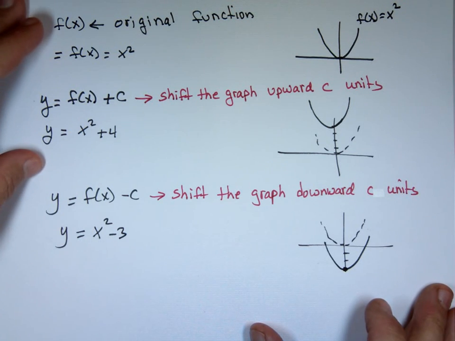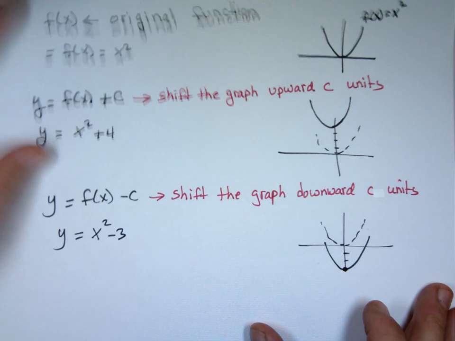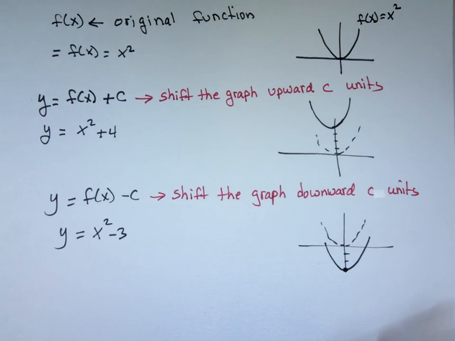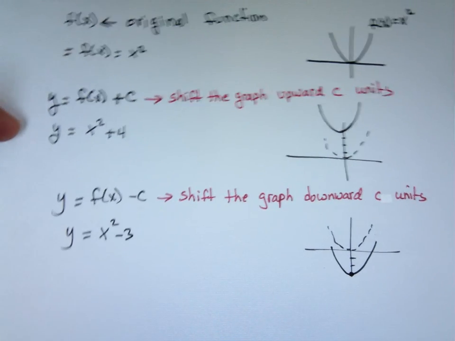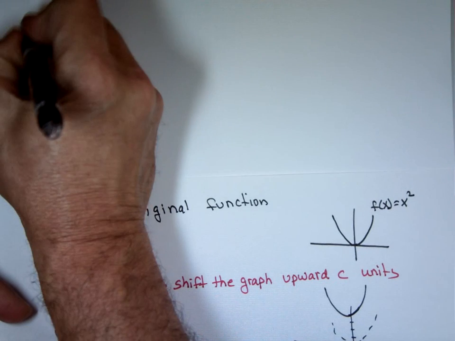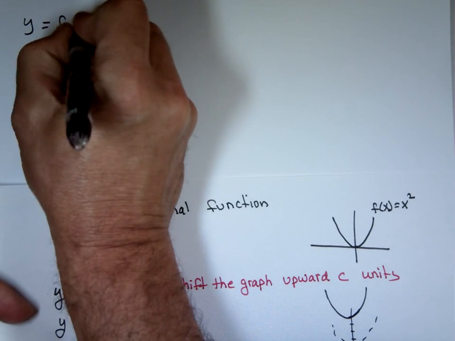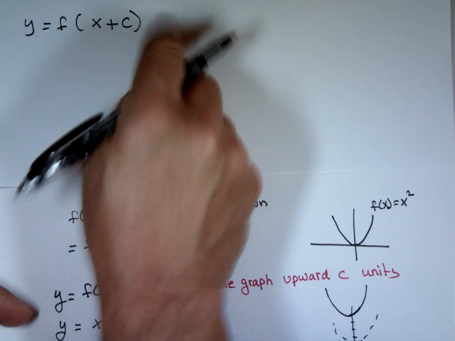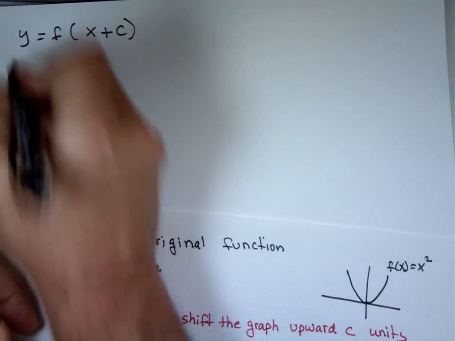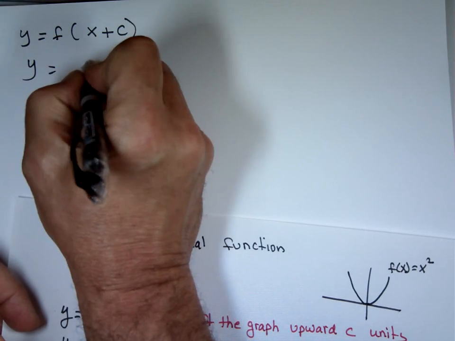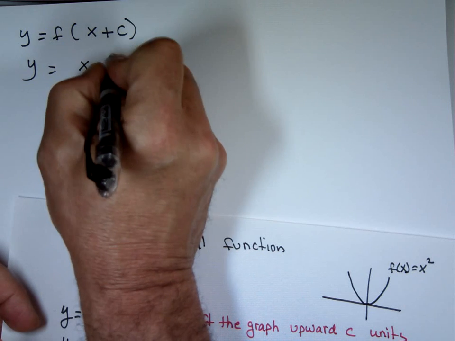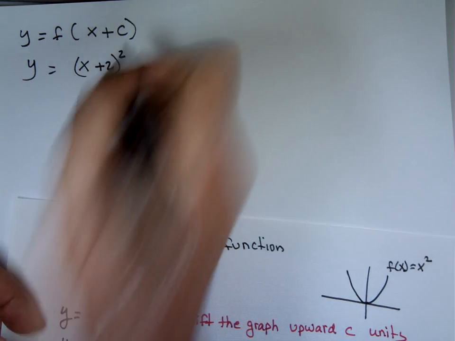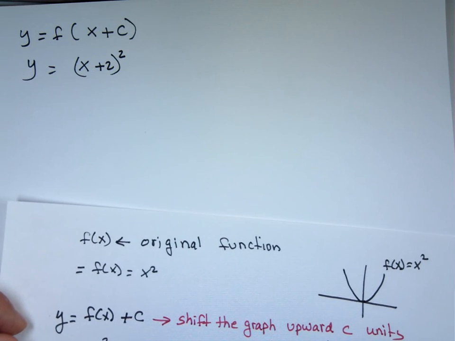Okay, stay with the same function. Let's stay with it. What about if we ask you to graph y equals f of x plus c? Notice the x plus c inside the parentheses. I'm talking about something like this. X plus 2 squared. That's the one we did early. Just to the left. Exactly.